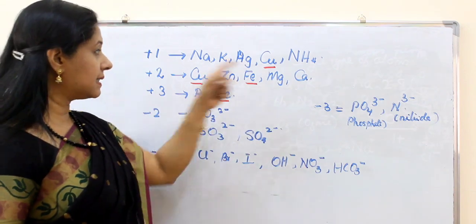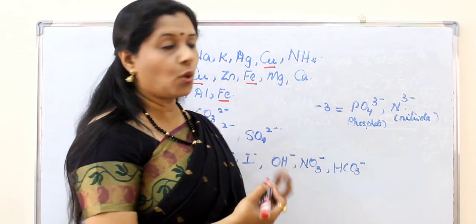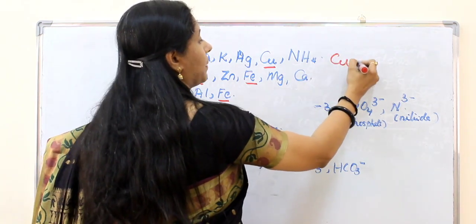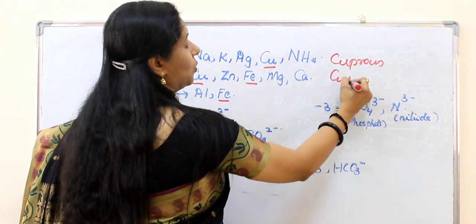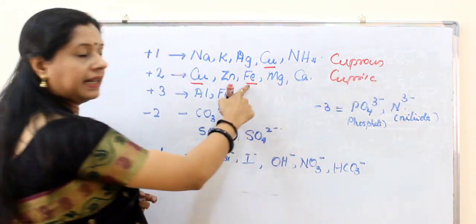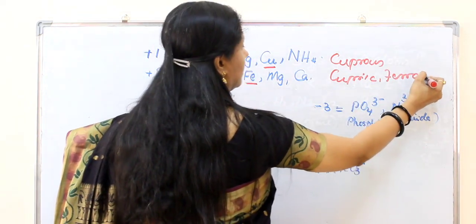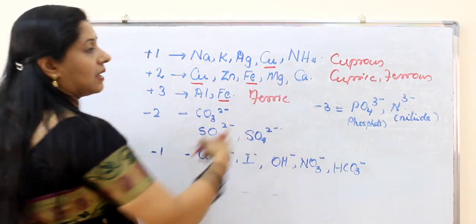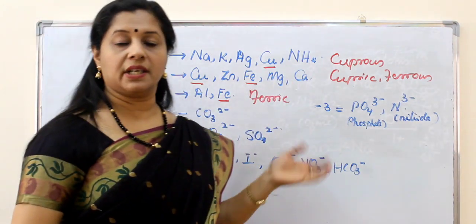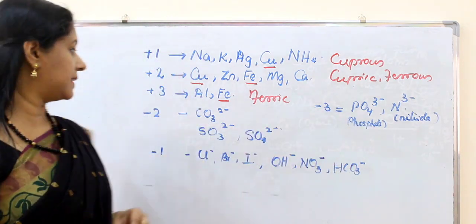So when you are learning, for the smaller number we use the suffix OUS. For example, this is cuprous. But the higher number is plus 2, so cupric. But for iron, the lower number is plus 2, so it is ferrous. Then 3 is ferric. Okay, this is how we use it. Suppose cuprous oxide or cupric oxide, ferrous oxide or ferric oxide, like that we say.